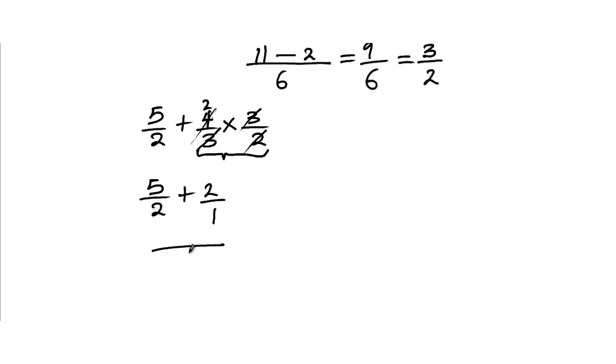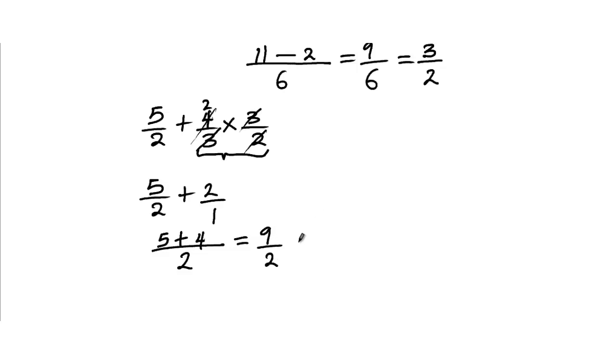So what we do is find the LCM, which is 2. 2 divided by 2, 1 times 5, 5. Plus 1 divided by 2, 2 times 2, that is 4. So 5 plus 4, that is 9 over 2. So 9 divided by 2 will give us 4.5.